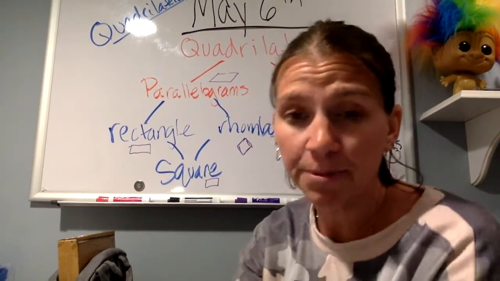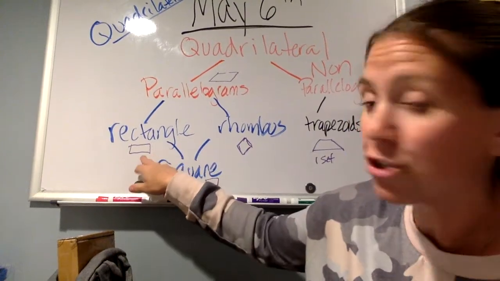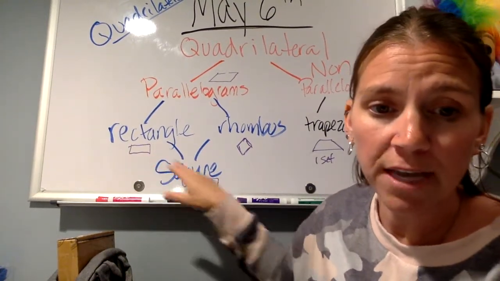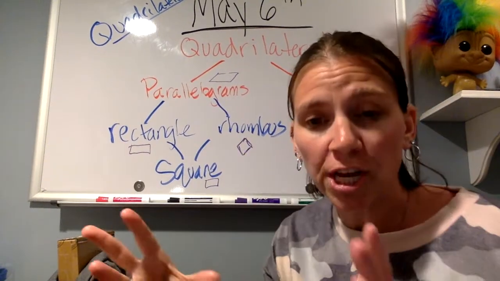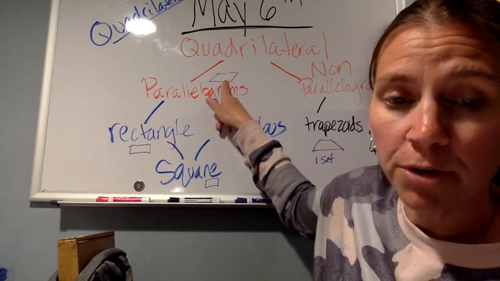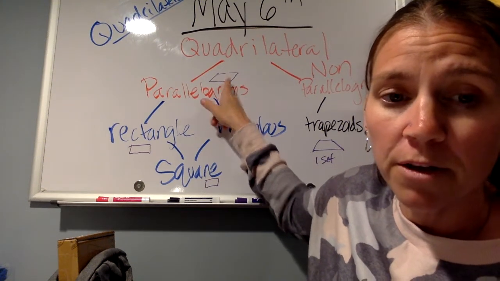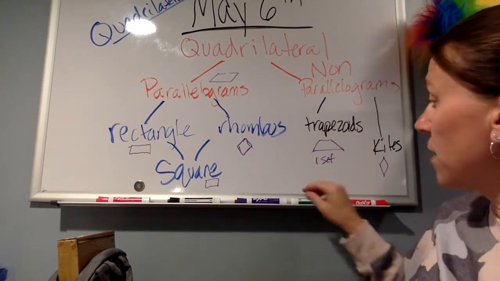The main thing you need to be able to do for your Nearpod today is look at pictures and point out what's a rectangle and what's a square and what's a parallelogram. So you're going to have all these shapes, and they're going to say circle the parallelograms. You need to know what a parallelogram looks like, okay? You need to know what a rectangle looks like. You need to know what a square looks like. You need to know what a trapezoid looks like.